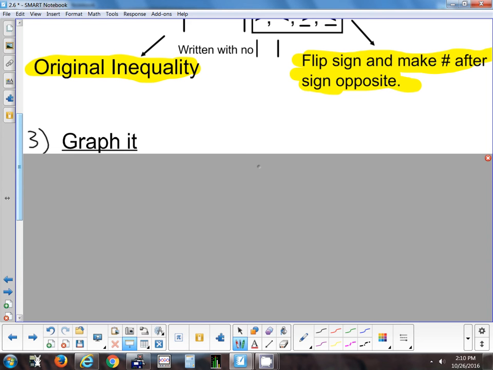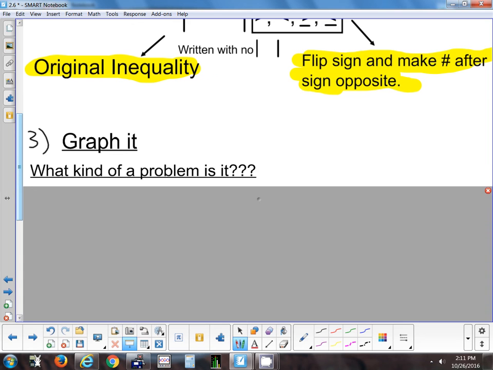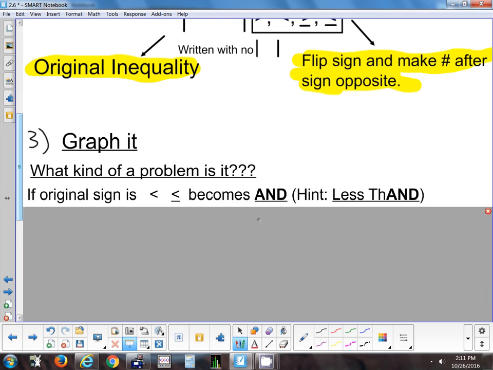Think of the words. Right, Shannon. And or. So this is when it's going to be very important to look at the original sign in the original problem, and it's going to tell you what type of problem it's going to be. All right? So what kind of problem is it? Like we just said, we'll look at the original inequality sign in the original problem, and it's going to tell us. All right?